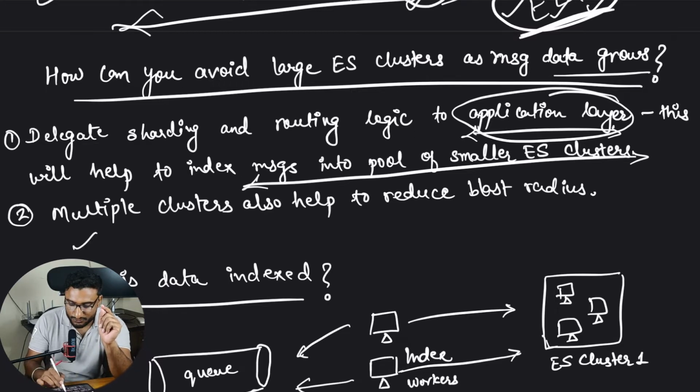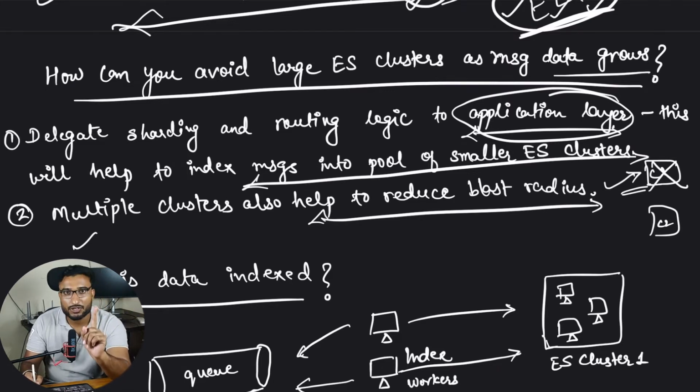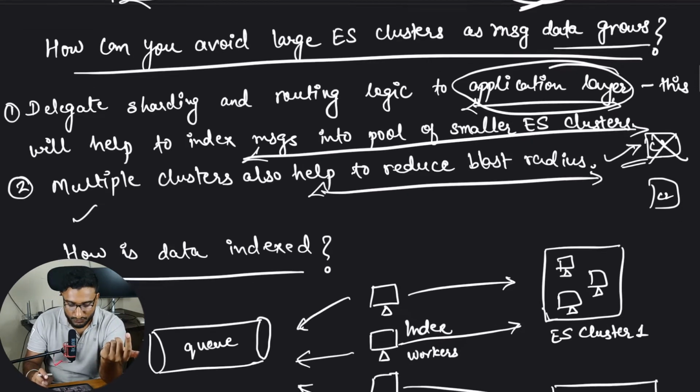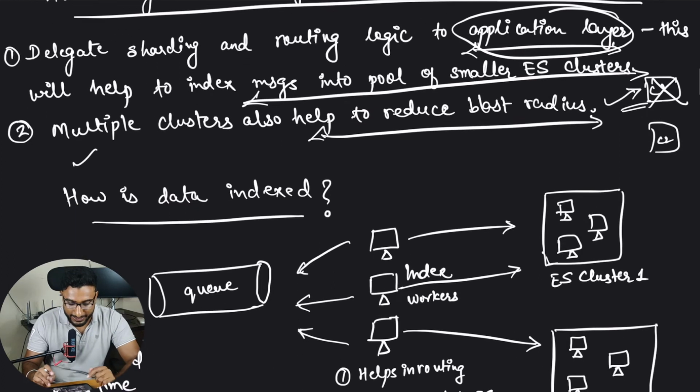Another way: multiple clusters also help you reduce blast radius. So let's say you have multiple clusters. This is your cluster 1, this is your cluster 2. If this particular cluster goes down, then only the Discord server messages routed to this particular Elasticsearch will be affected. Your complete search functionality will not be affected. So you are minimizing the blast radius here. Got it? Considering these two reasons, we should think of keeping our ES clusters as small as possible, and it should also meet our requirements, definitely, right?